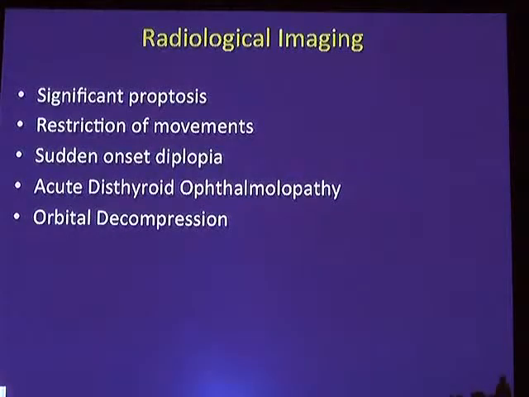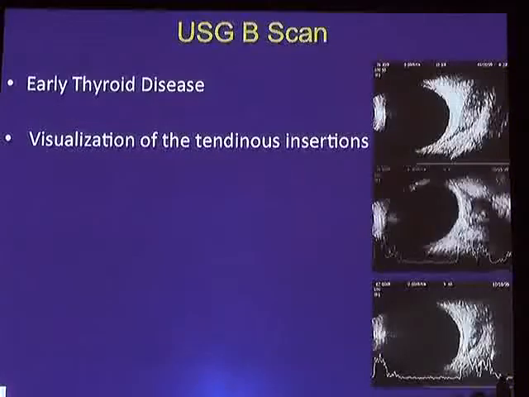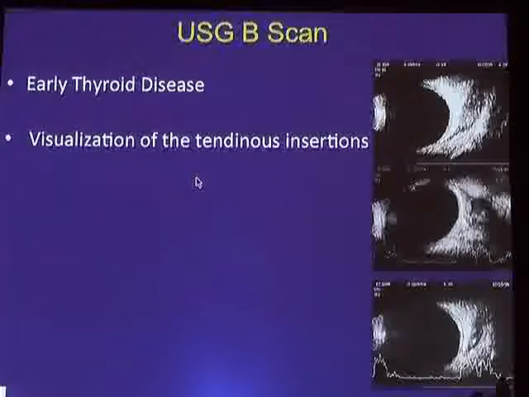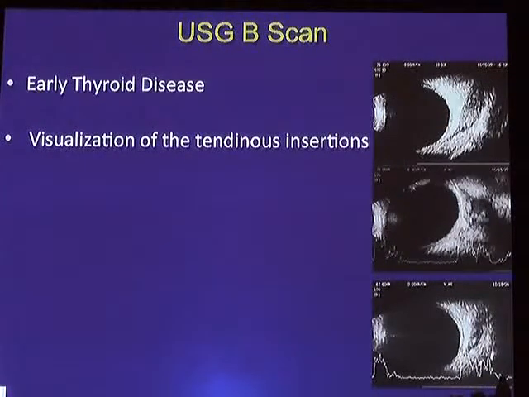Coming to imaging, I agree with Dr. Ganga that we don't necessarily do imaging in every case. If there's significant proptosis, a sudden onset of diplopia, restriction of movement, obviously acute thyroid ophthalmopathy, or in planning a surgical measure, then we go ahead with imaging. USG I don't do so much. A lot of the endocrinologists used to do it and send it to me, and I've encouraged them to not do it anymore.